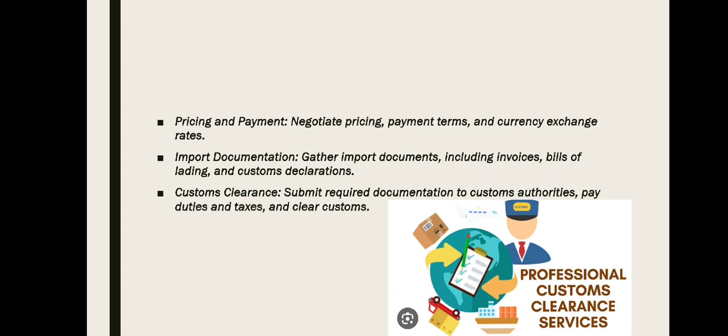Pricing and payment. Negotiate pricing, payment terms and currency exchange rates. Import documentation. Gather import documents including invoices, bills of lading and customs declarations. Customs clearance. Submit required documentation to customs authorities, pay duties and taxes and clear customs.